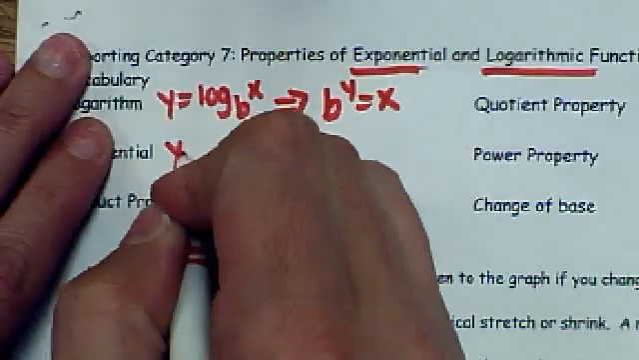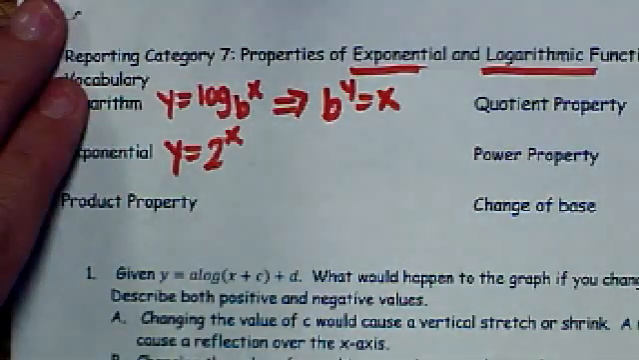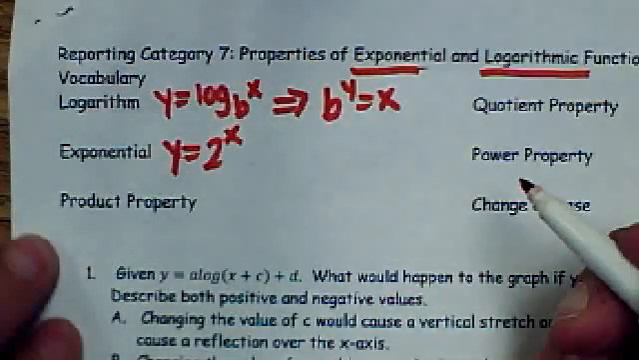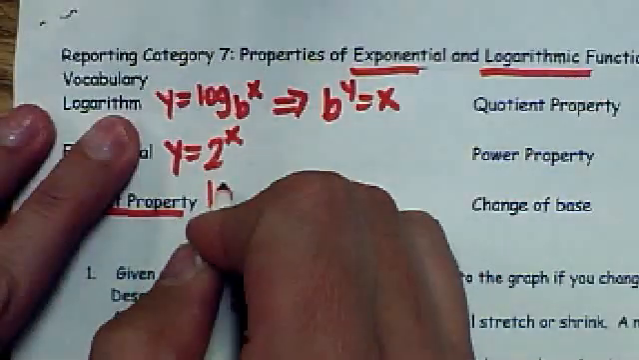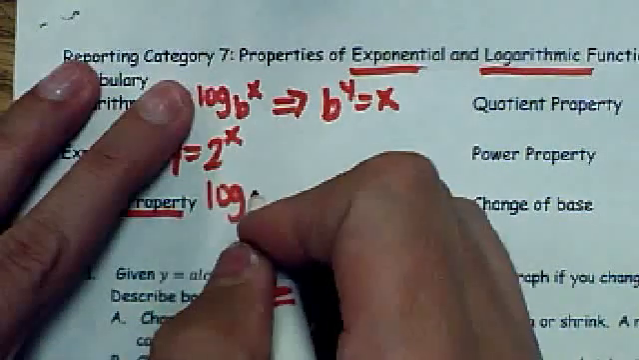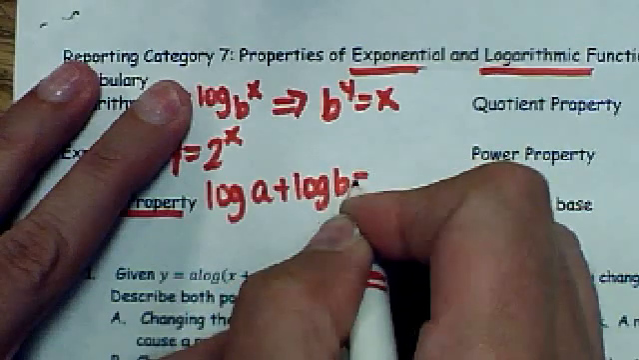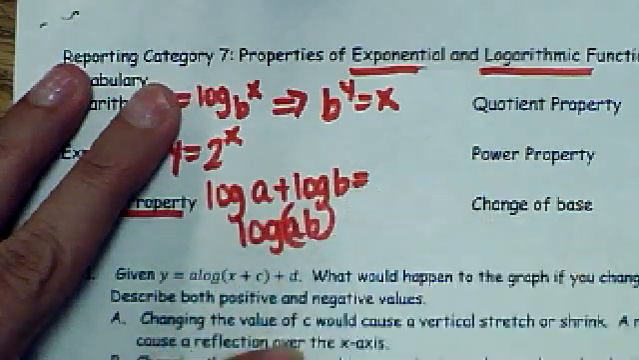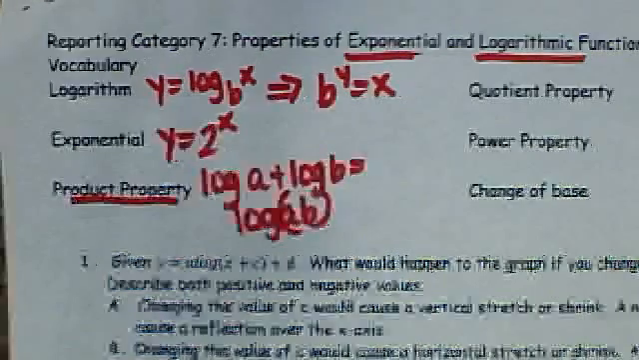We use the exponential parent function of y equals 2 to the x. Exponential and logarithm, those are inverses of each other. The product property says that log a plus log b equals log a times b. That's the product property for logs. Log a plus log b equals log of a times b.